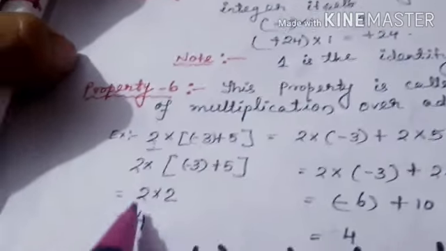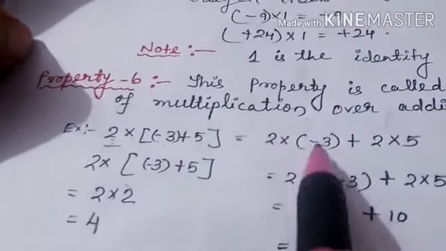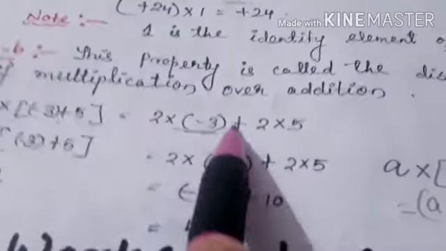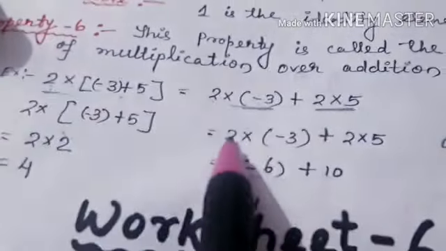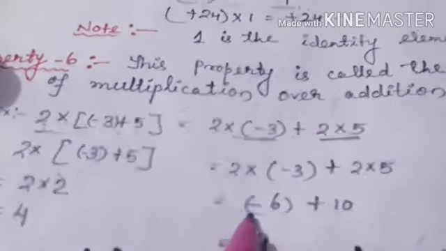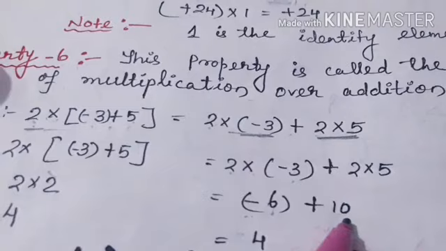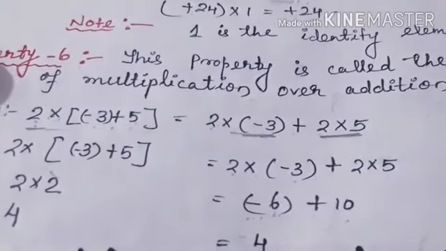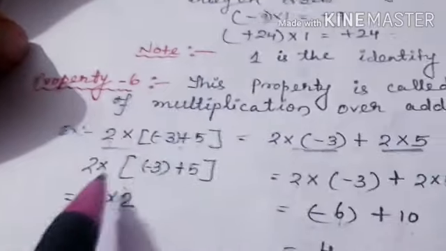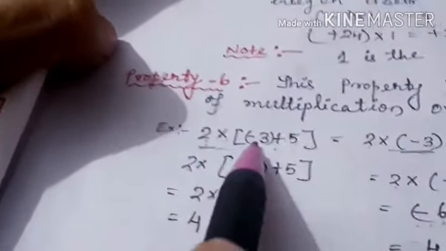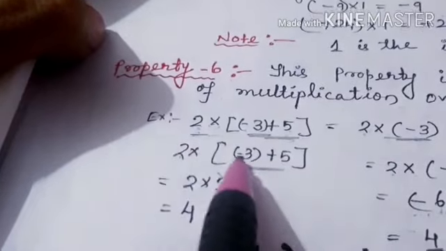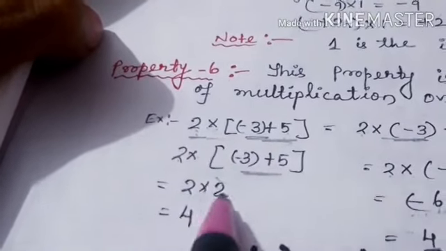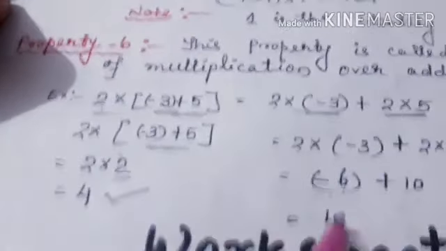See, for example, 2 into (minus 3 plus 5). First, A into B plus C: first you will do A into B, 2 into minus 3, plus 2 into 5. Then 2 into minus 3 is equal to minus 6. Then 2 into 5 is equal to 10. Minus 6 plus 10 is equal to 4. In the left hand side, what will you get? 2 into (minus 3 plus 5). 5 minus 3 means 2. 2 into 2 is equal to 4. In both cases, the results are the same.